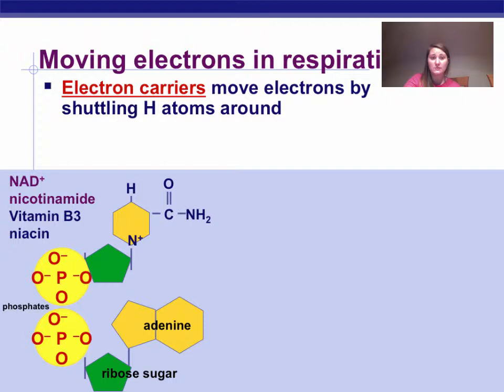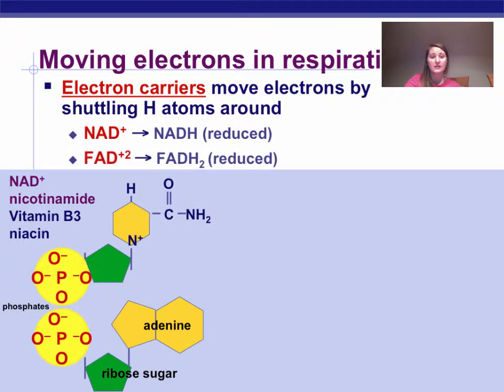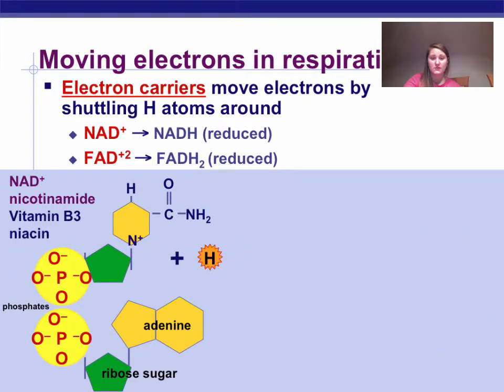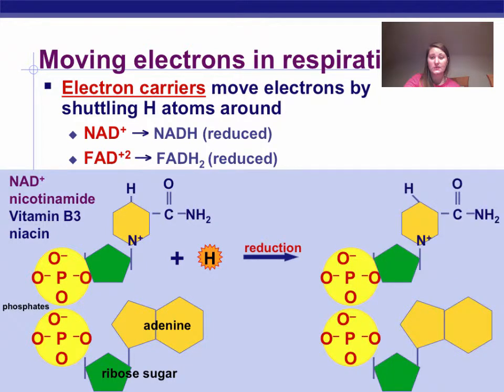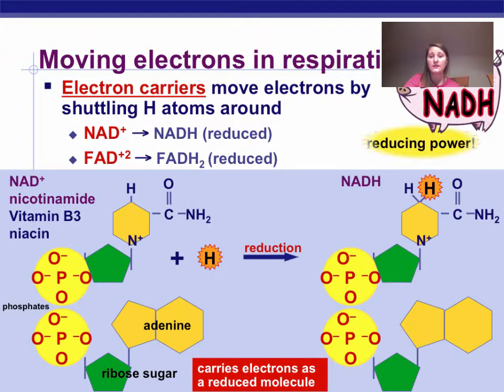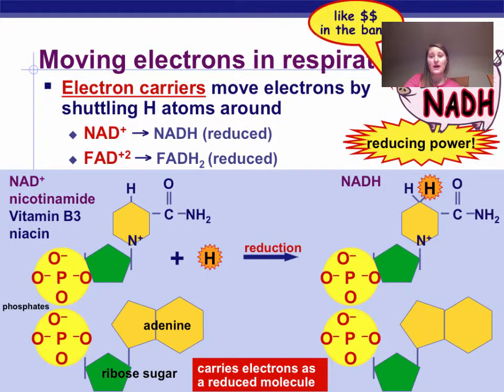So, how are electrons moved in cellular respiration? Two examples to follow. NAD+ can be reduced to NADH by the addition of 1 hydrogen, or FAD2+ can be reduced to FADH2 by the addition of 2 hydrogens. So here's the example. It's reduced and the hydrogen is added on to the molecule. This acts as a storage bank for energy that the cell can then use in later reactions. It has reducing power. It's like money in the bank.